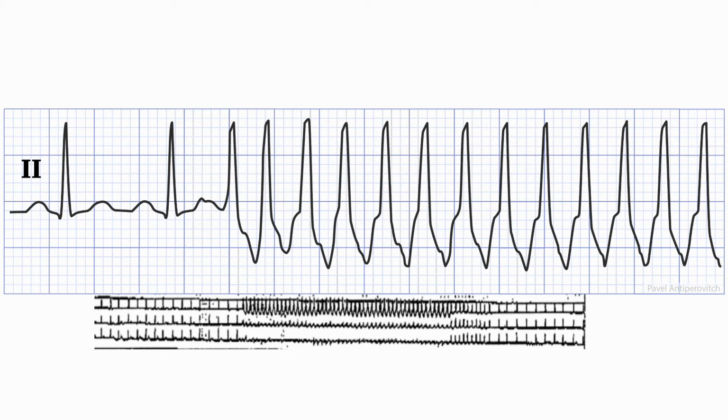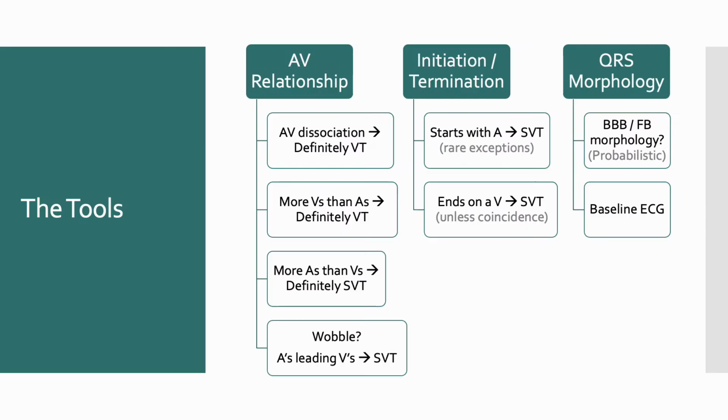So to distinguish the VT versus SVT with some sort of aberrancy, we have certain tools. Just to remind you, the first step is to look for P waves, and certainly if we see P waves within the tracing, that is a very powerful diagnostic tool. If you're seeing AV dissociation, especially if there are more V's than A's, it makes it almost certainly VT. And we also have the initiation here. So this is also an important tool.